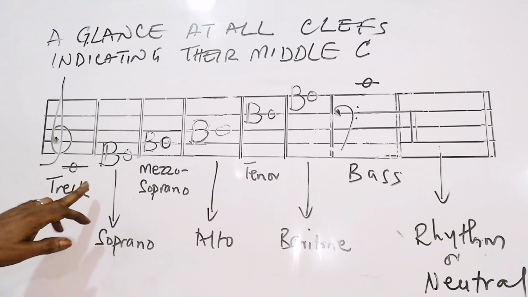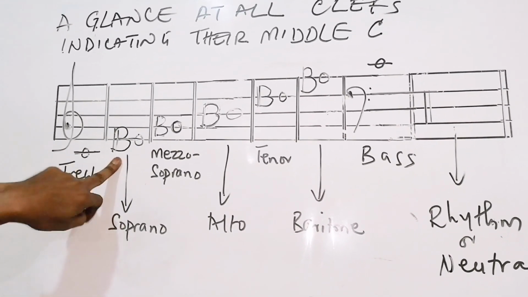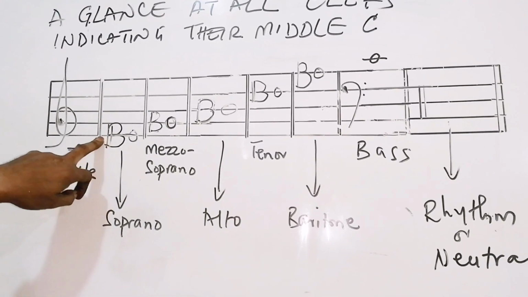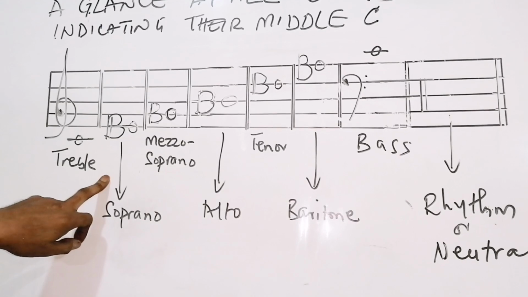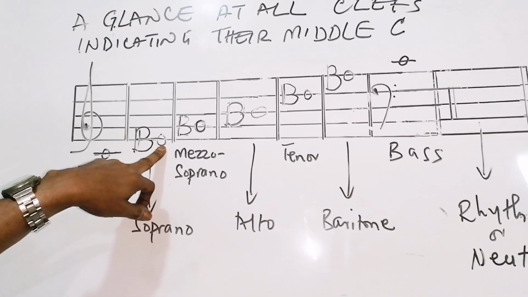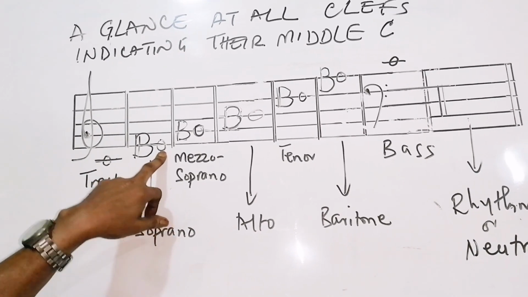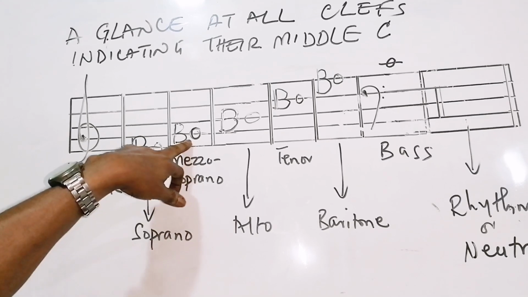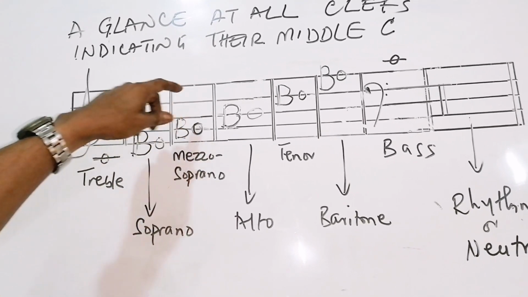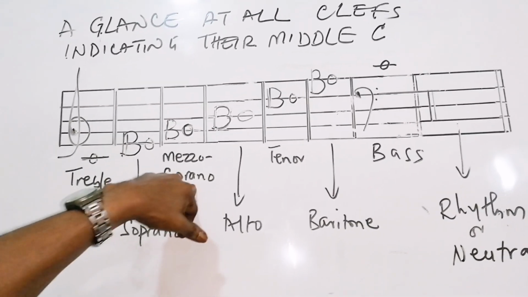I said the name is derived from where they are placed. If this movable clef is placed on the first line, it is for the soprano. It's called the soprano clef, with the middle C on the first line. If this movable clef is placed on the second line, and now the second line becomes the middle C, then it is called the mezzo-soprano clef.